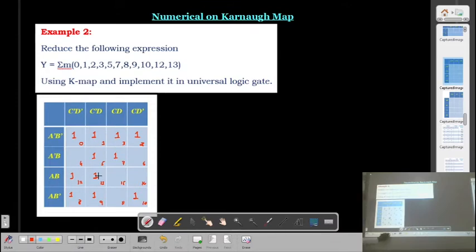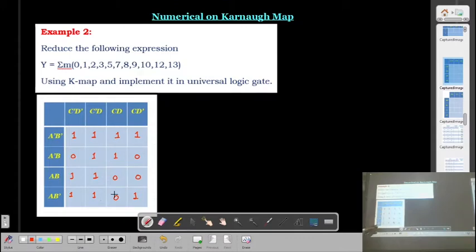Here, if I rub this out, it will be easy for you. Okay. Now, if you want to mark a 0, then you can also put the 0 in the Karnaugh map like this. Correct? Now, look out for the octet.